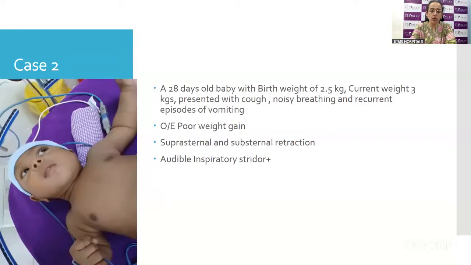The baby also had suprasternal and substernal retractions. The baby otherwise doesn't have any signs of infection, like no fever, decreased activity, or decreased feeding. All those were not there. The only things are the noisy breathing, vomiting, and cough, which are persistent, along with a mild decrease in the weight gain. So I'll just play the video of the baby.